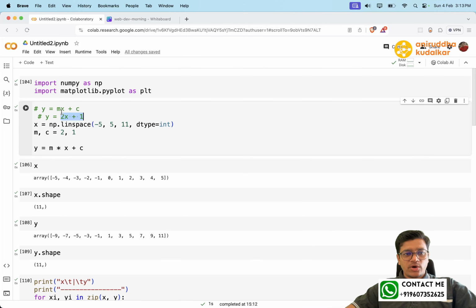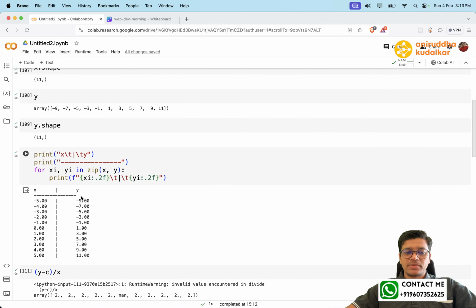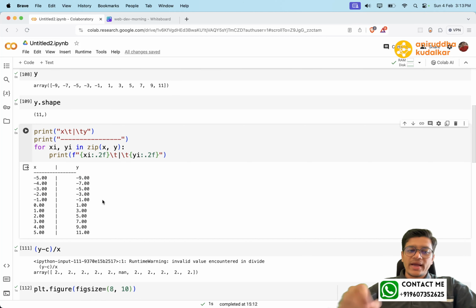Let's take the example of minus 5. Let's consider x is equals to minus 5. Then this becomes minus 10 plus 1, which is nothing but minus 9. If you put all these values, you will get the respective values of y. Now there is a relationship in y. If you observe y carefully, we have minus 9, minus 7, minus 5, minus 3, minus 1.